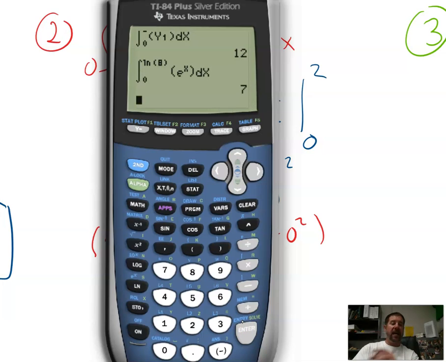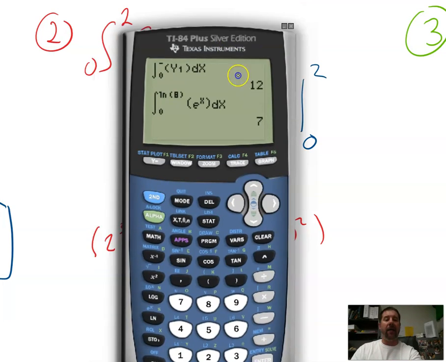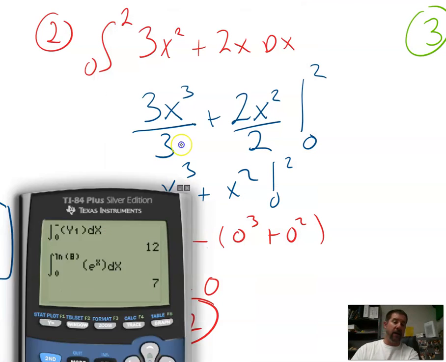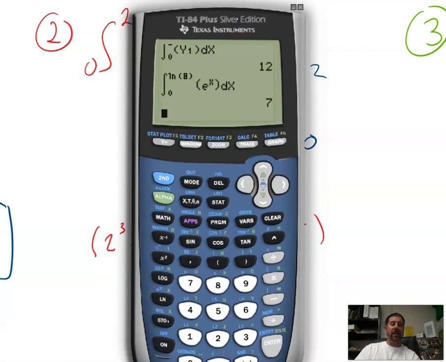On tonight's homework, this would be a great way to check your answers. You need to be doing the math algebraically tonight, right? But you could quickly double check your answers with your calculator. We need to know how to do both things.